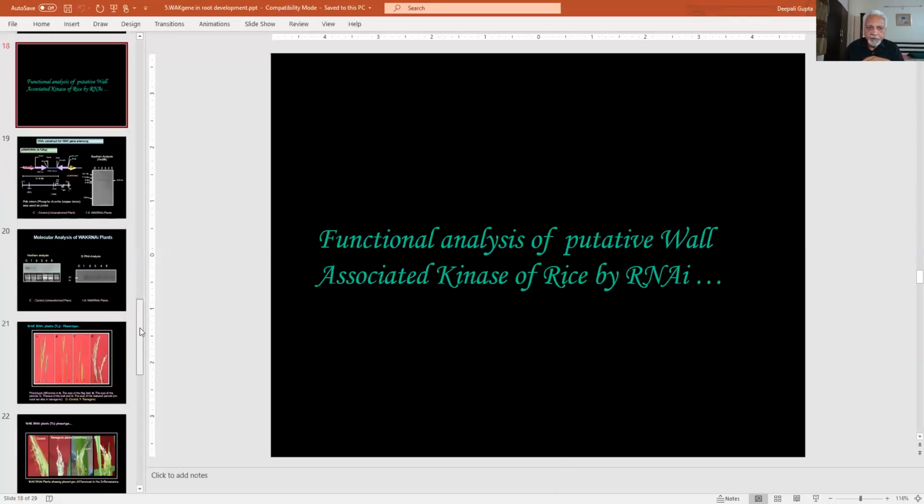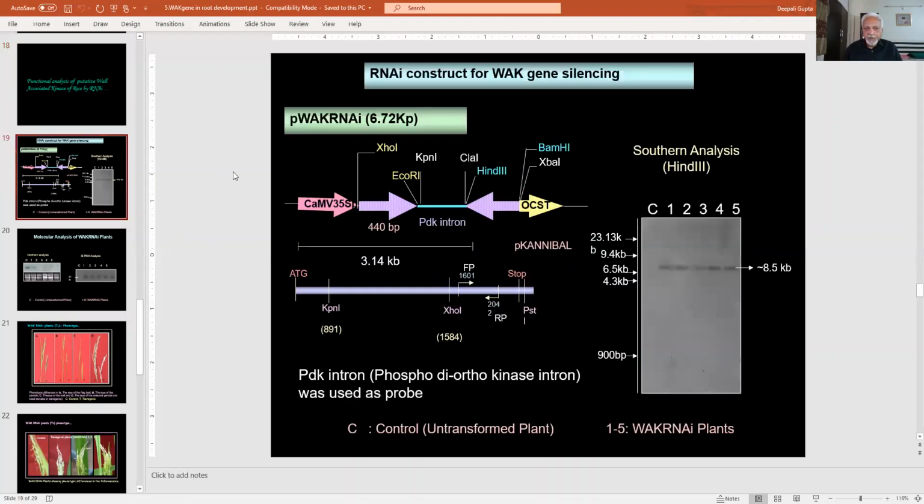gene silencing approach. And for this, what was done is this, that you have this vector, what we call PWAK RNAi, 6.72 kilobase pair. This is the size of the vector, which has a promoter, 35S promoter, and OCS terminator.